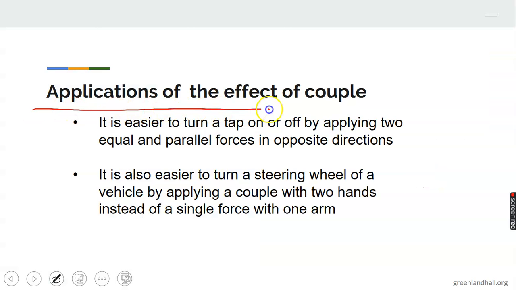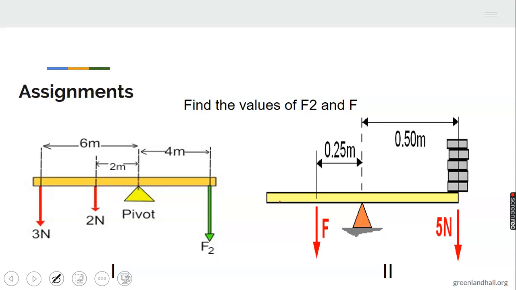Now, application of the effect of couple. 1. It is easier to turn a tap on or off by applying equal and parallel forces in opposite directions. Have you tried to open a tap with one finger? You can see how difficult it will be. 2. It is also easier to turn a steering wheel of a vehicle by applying a couple with 2 hands instead of a single force with 1 arm.